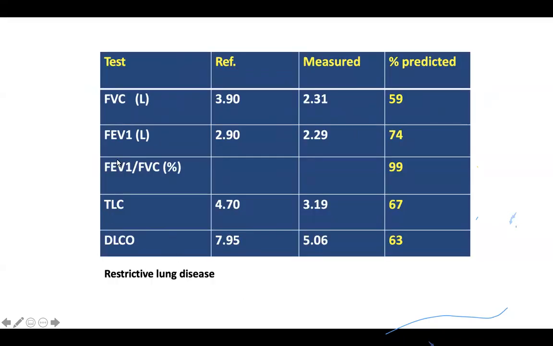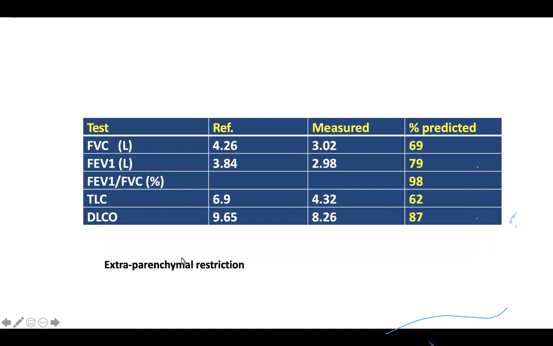Coming to restrictive lung disease, FVC is reduced here. It is 59% of the predicted. FEV1 is 74, FEV1 by FVC is 99, and total lung capacity is 67%. Here DLCO is 63. As we see, FVC and FEV1 were both reduced, but FEV1 by FVC is normal. DLCO is again 63, so it goes more in terms of restrictive lung disease.